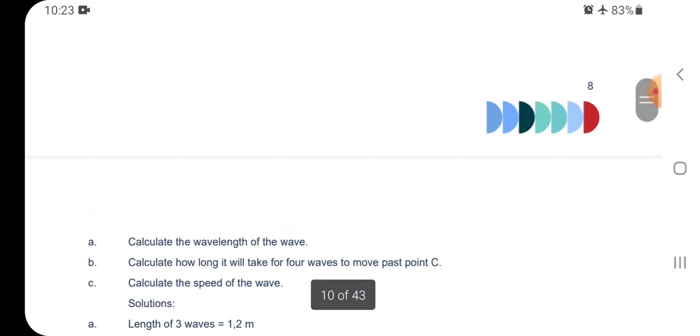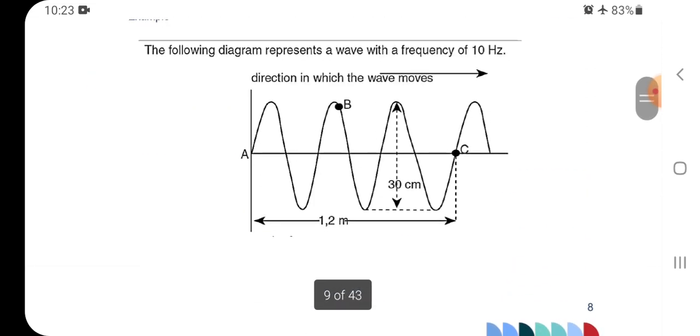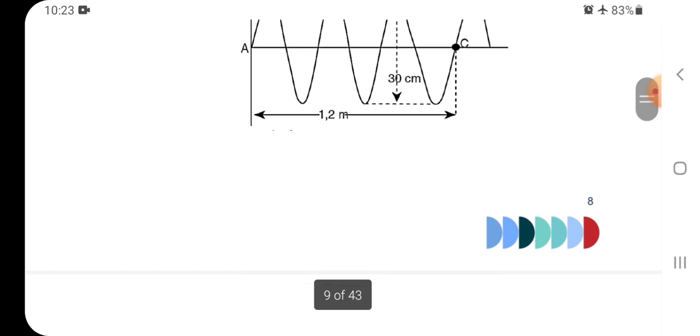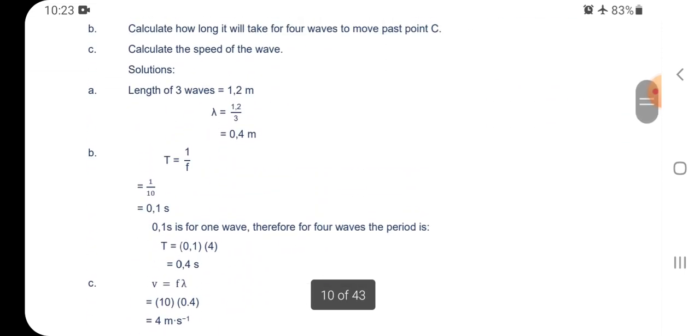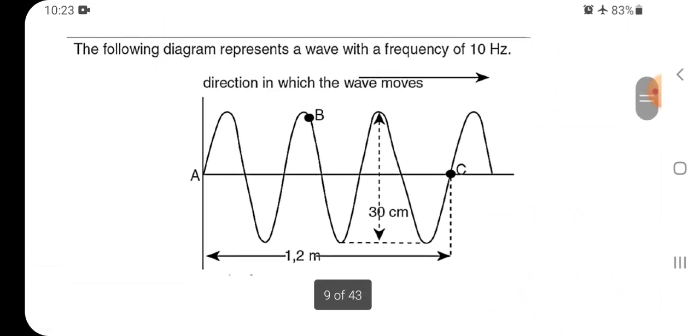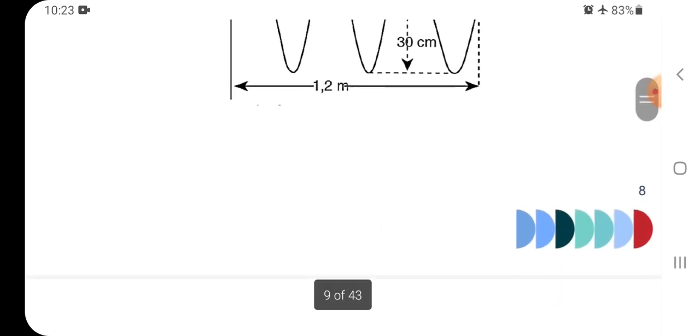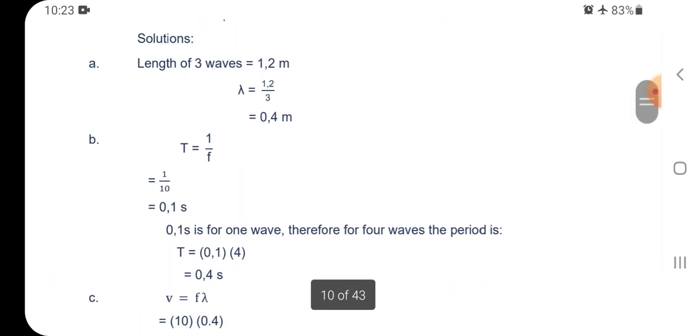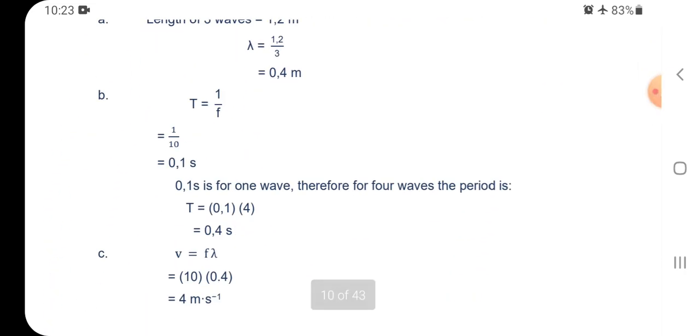Now what we are given is hertz, so we're given frequency and we want the period. We're not given the time, so we're not given the number of waves and the seconds. So we'll just take 1/10 to get the period. You see, the hertz are on top there. The following diagram represents a wave with a frequency of 10 hertz. So we have 1 divided by that, which will give us the period. So it's 0.1 seconds, and 0.1 seconds is for one wave. Therefore, for 4 waves, the period is 0.1 times 4.